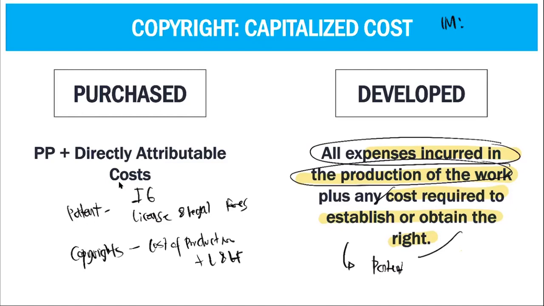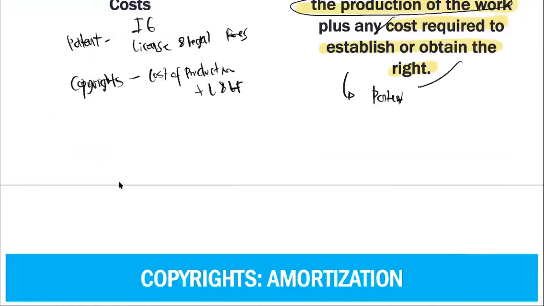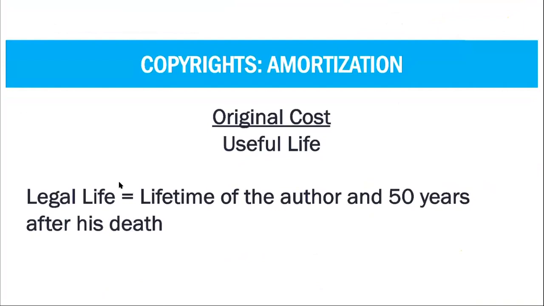So let's talk about your subsequent measurement. So how do we subsequently measure it? Do we have any revenue expenditure that we need to talk about? There's actually no revenue expenditure that is talked about in your copyrights. If there is any cost of suit, again, you will expense it. So there is no special revenue expenditure.